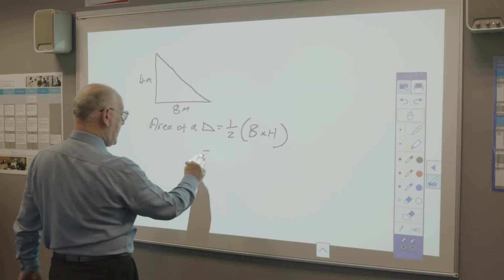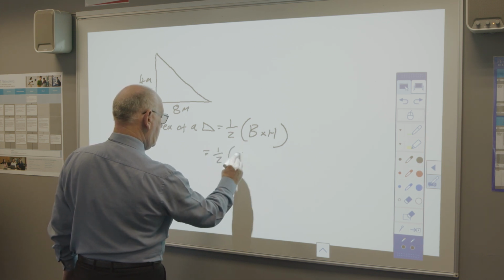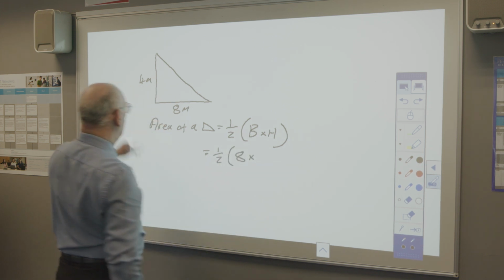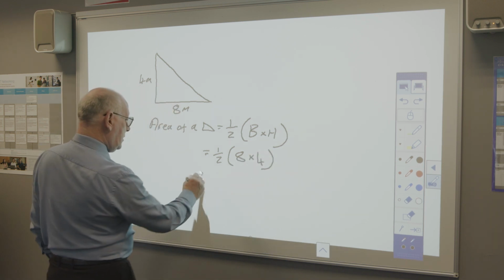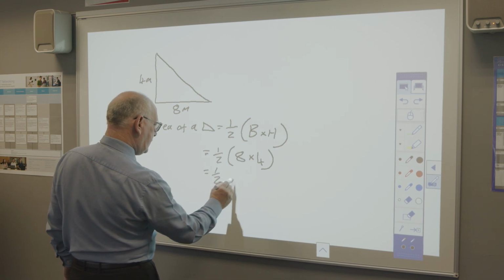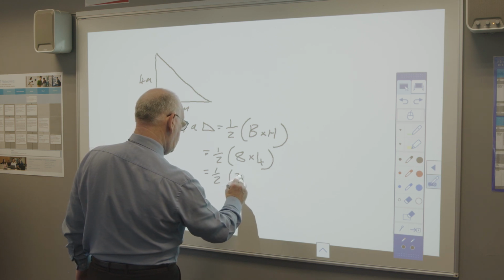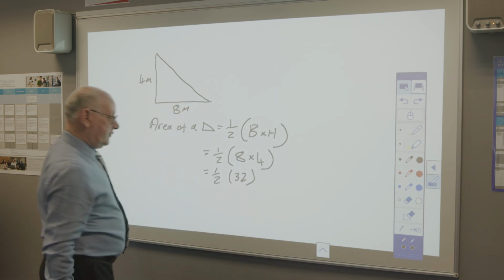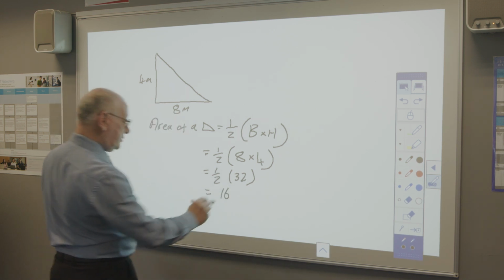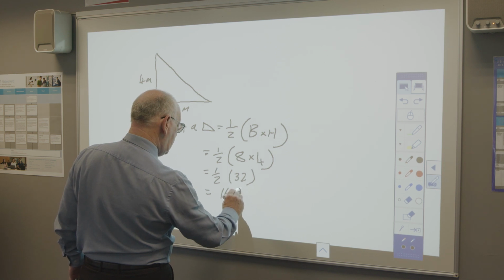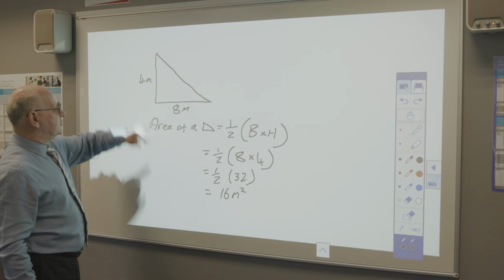So in this case, the base is 8. The height is 4. In which case we've got half of 32, which will give you 16. We're in meters, it's area, so it's squared. So half the base times the height.